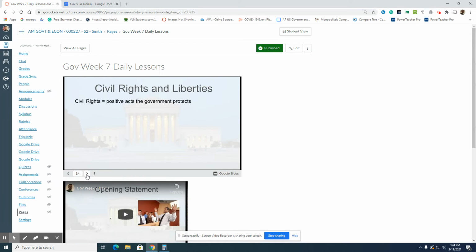And then there's civil rights and liberties, and we already talked about this before. But civil rights are positive acts the government protects, like our right to speak and worship and defend ourselves. But it also, for instance, involves equal rights for everyone, like the 14th Amendment. It says that all these rights apply to everybody, no matter where they are, no matter what state they're in, and only due process, the criminal justice system, can take away these rights from us.